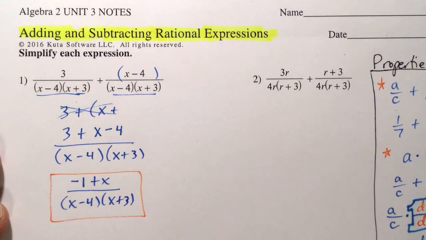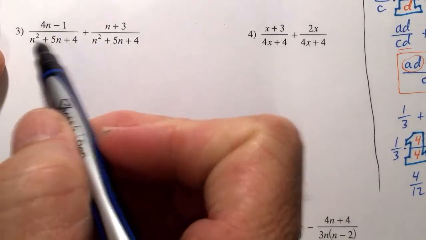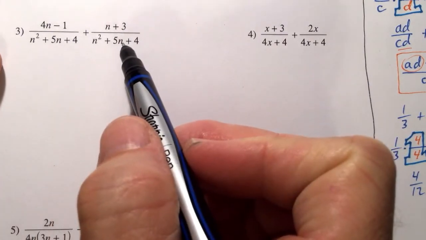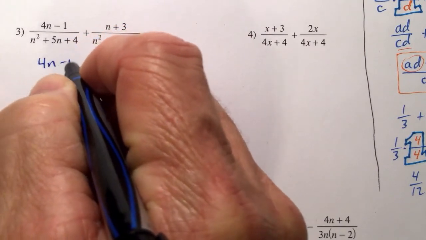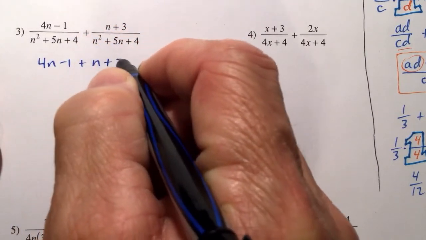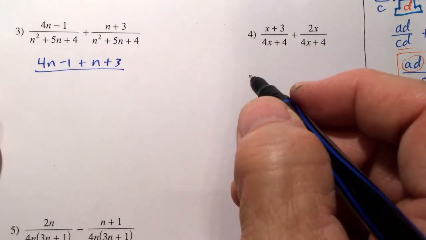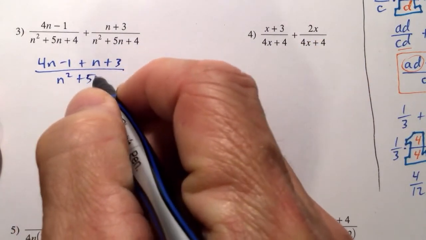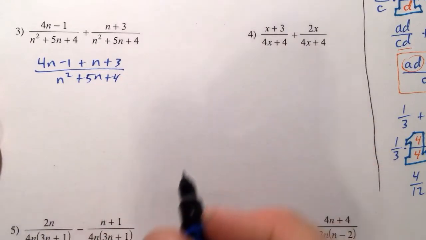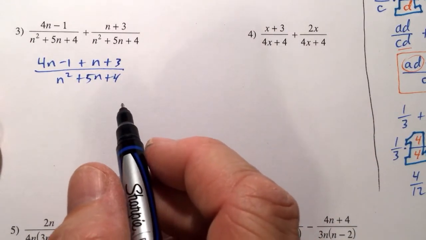I'm going to leave the even numbers for you. So let's look at number 3. Number 3, we can see here that the denominators are the same. They're not factored, but they're still the same. So we're going to go ahead and combine the numerators. 4n minus 1 plus n plus 3 all over. Now, it would probably be better right now to leave it unfactored, I should say. And when I leave it unfactored, most likely I'll be ending up factoring it anyway.